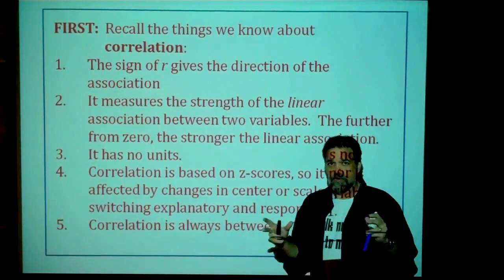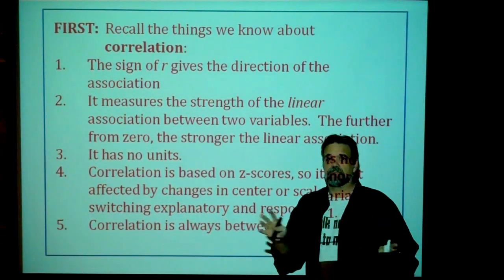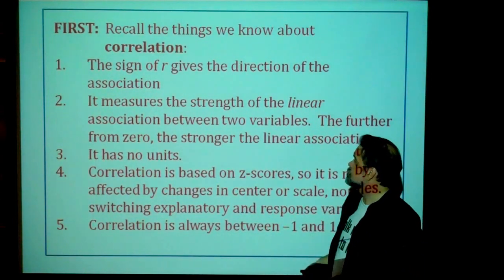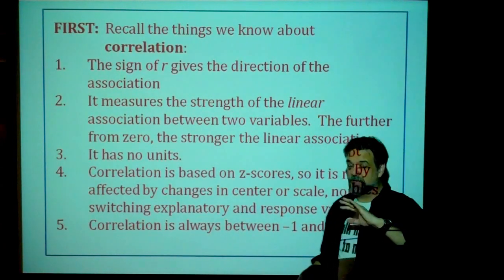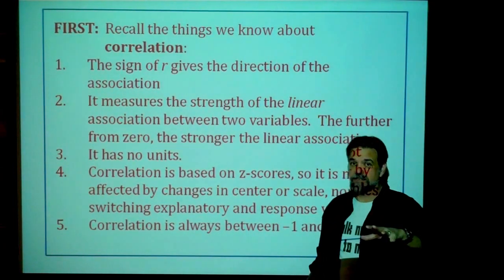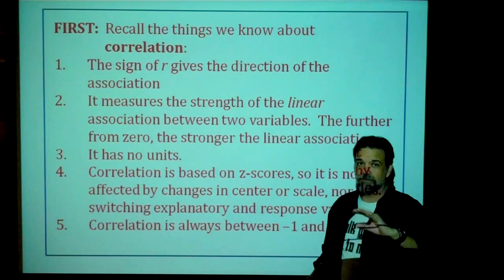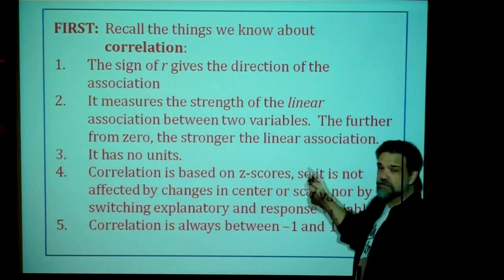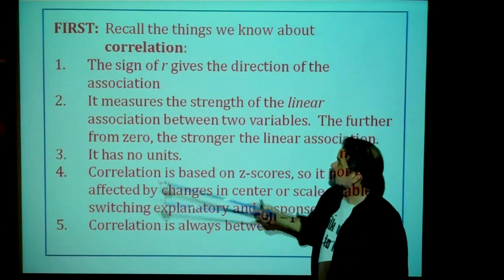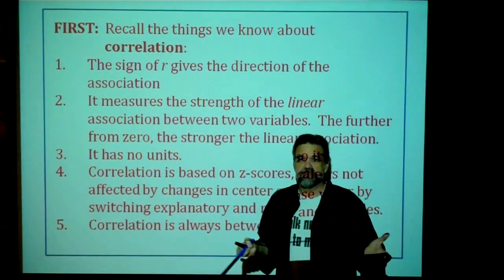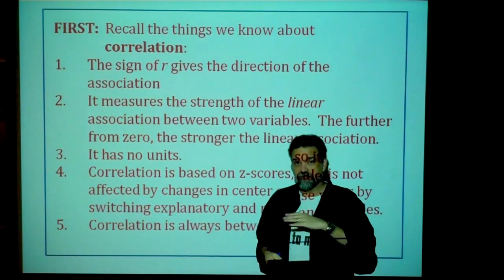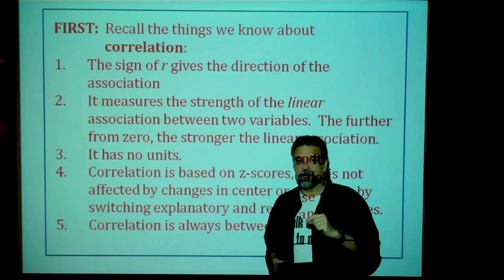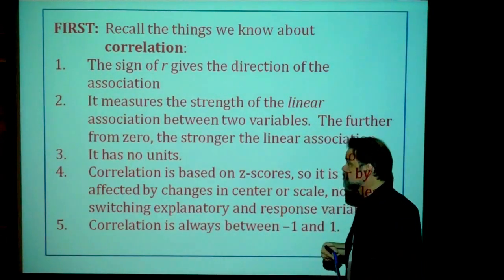So if your points are not linear, all bets are off. Don't use correlation, it's really not appropriate. So it's the strength of the linear association between two variables. They've got to be quantitative variables. Don't try this with qualitative, you're just gonna hurt yourself. The further from zero, the stronger the linear association. If you remember, when r was zero, we didn't have much of a linear association at all. When r is far from zero, whether that's very negative or very positive, we have a stronger and stronger association.